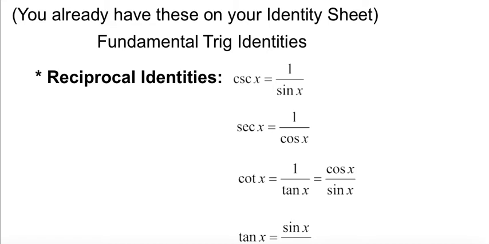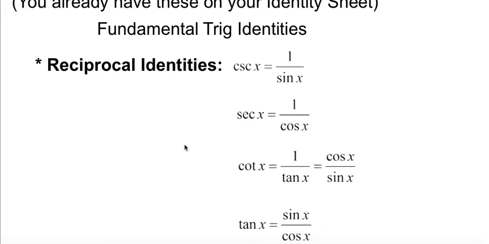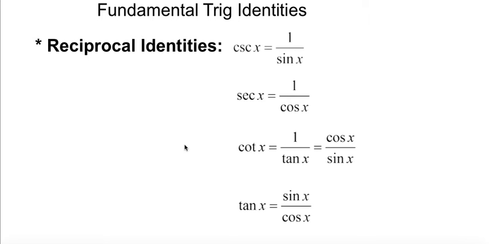So you already have these on the front side of your identity sheet. They're up at the top. These are the reciprocal identities. If you don't have these, it'd be a good idea to copy them down, but I'll just go through them again, and if you need to pause the video in order to get them written down, go ahead and do that.